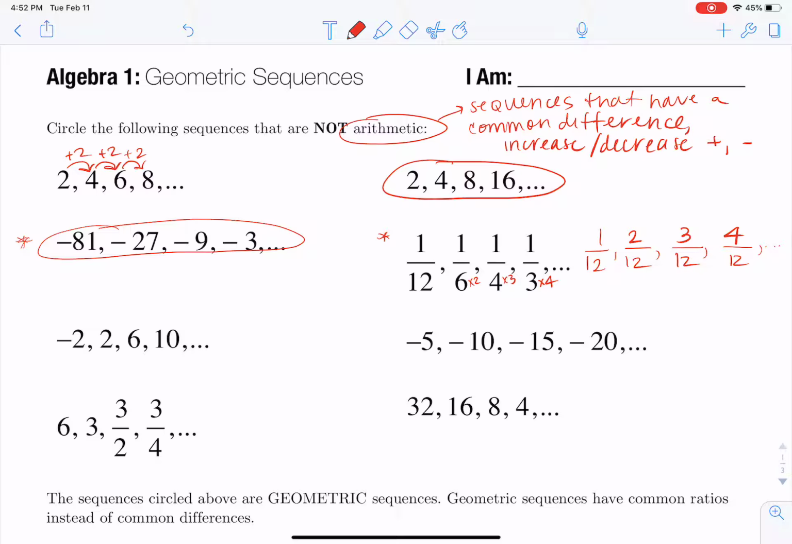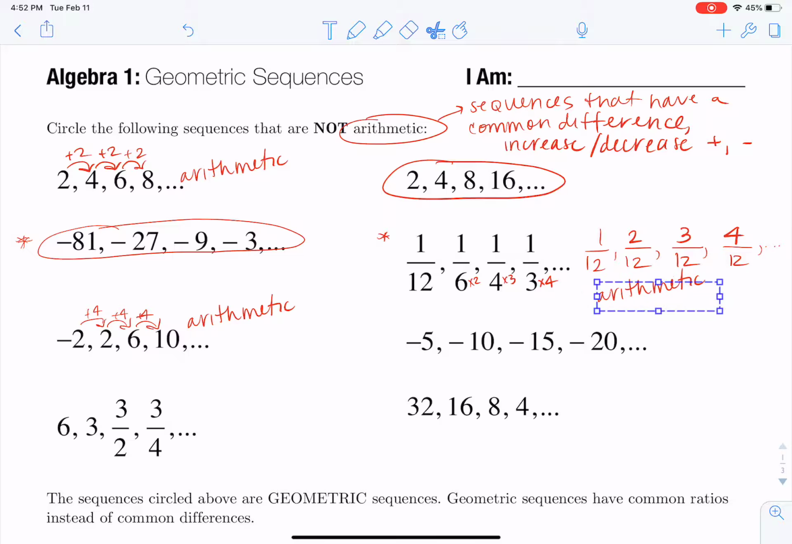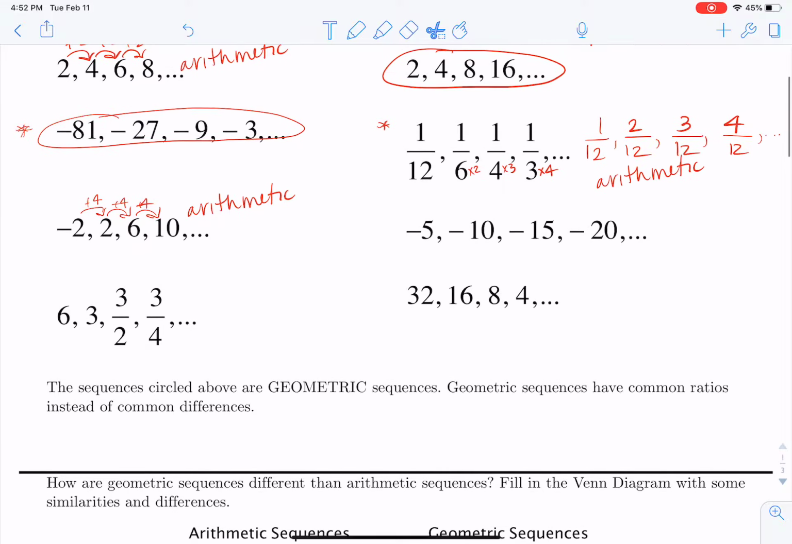So I'm not going to circle it. Here it looks like I'm adding 4 and adding 4 and adding 4, so this is arithmetic. And we can go ahead and label these guys. Let's copy and we can paste up here arithmetic and here arithmetic. So let's keep moving along.